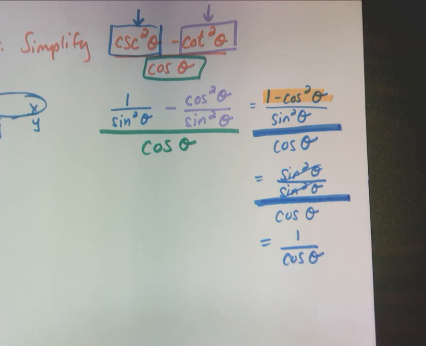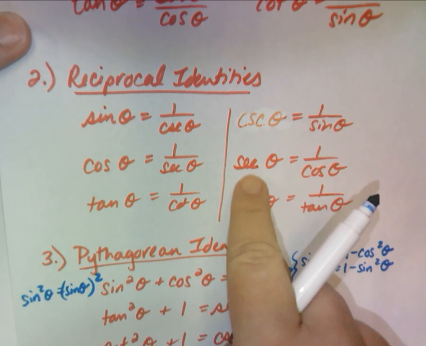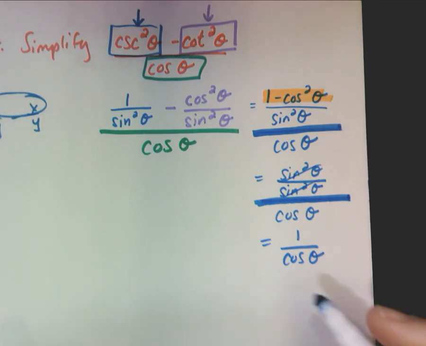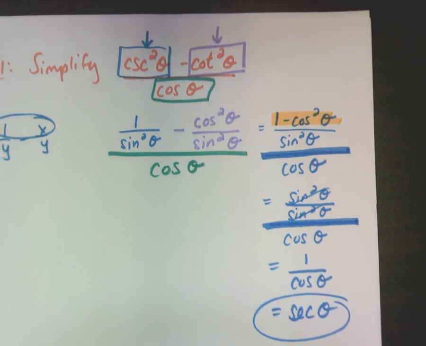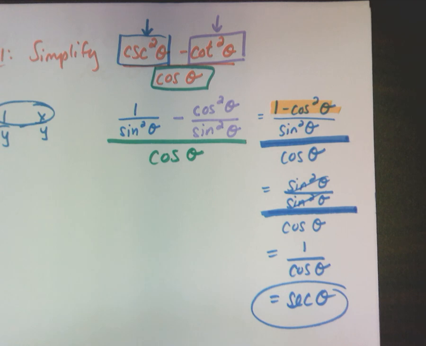And look at that. We're almost done. And this is what I mean by step 3, change it back at the end. 1 over cosine. What is 1 over cosine? Oh, it's secant. So you're telling me, Miss Aceta, that that thing right there is the same as secant? Yep.